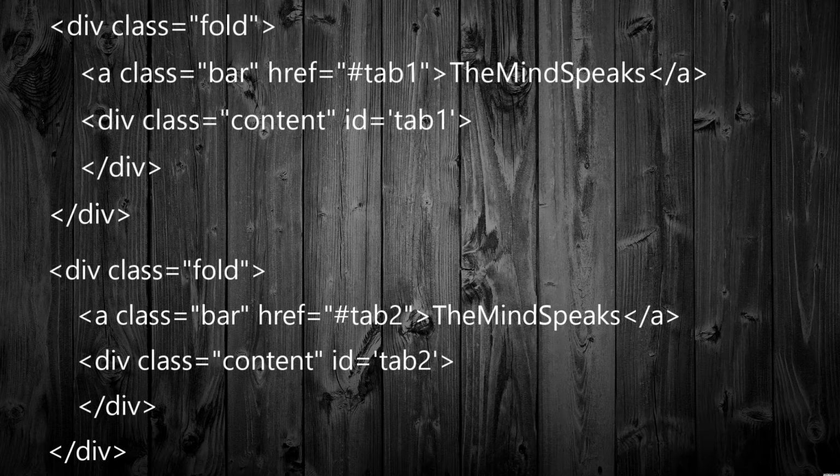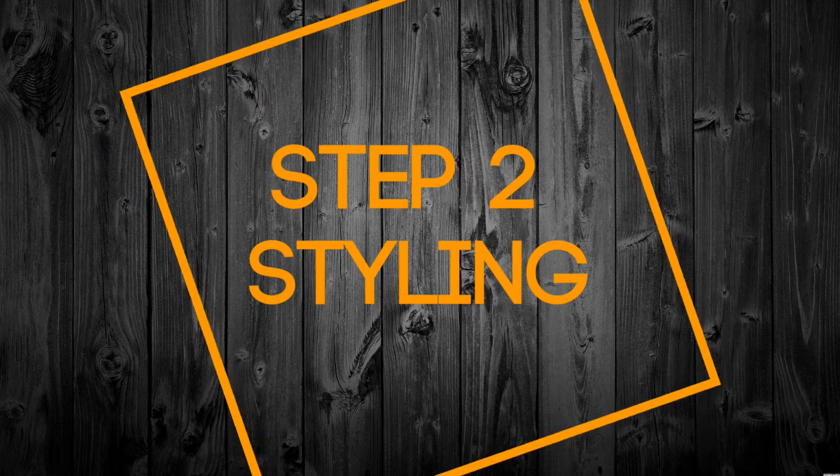But remember one thing: every time you add a new fold, give content a unique id, and that id must be the target of the sibling anchor. As you can see right here, we are following the same rule. Tab 1 for the first fold, tab 2 for the second fold, and tab 3, tab 4, and so on. Now, moving to the next step, that is styling.